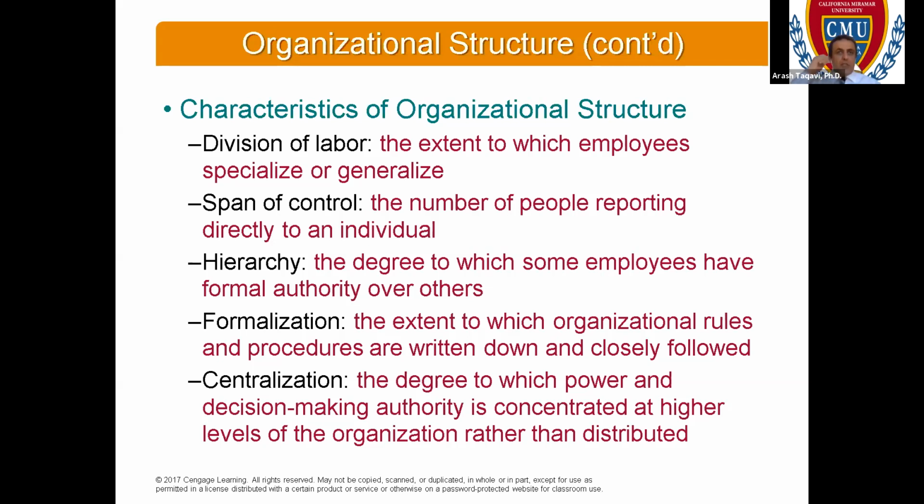And the last element of organizational structure is centralization, the degree to which power and decision-making authority is concentrated at the higher level of the organization rather than distributed. We have different types of centralization. For example, democratic centralization is not based upon a single person, a single manager, or a single leader holding the power. He or she is not the only person to answer questions about authority in an organization; there is a board of directors, for example. It is a governance department.